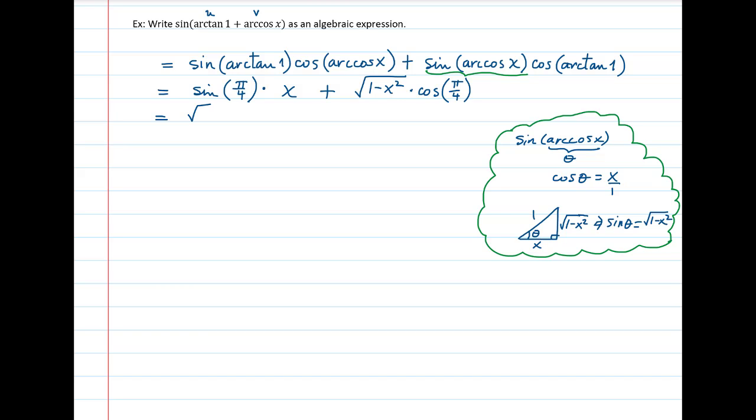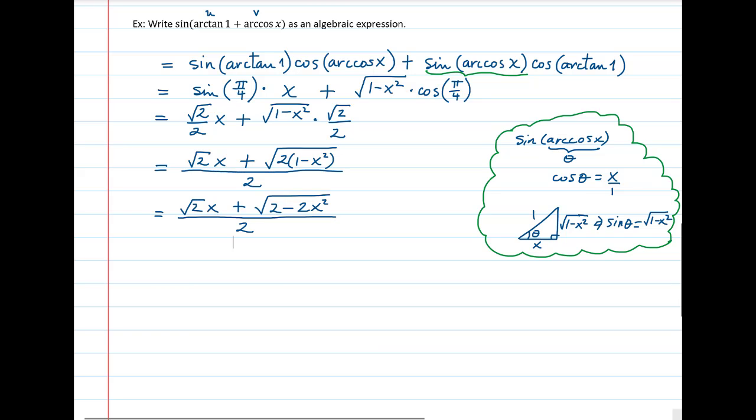Moving on, we have the sine of pi fourths from the unit circle. That's just square root of 2 over 2 times x plus square root of 1 minus x squared times cosine of pi fourth, which is also square root of 2 over 2. All right, the rest is just simplifying this a little bit. Everything is over 2, so I can just put all of it together under one fraction. Okay, so I combine a couple of things there, but there's nothing more that I can do here. So I'll just put all the numerator together and divide it by 2.